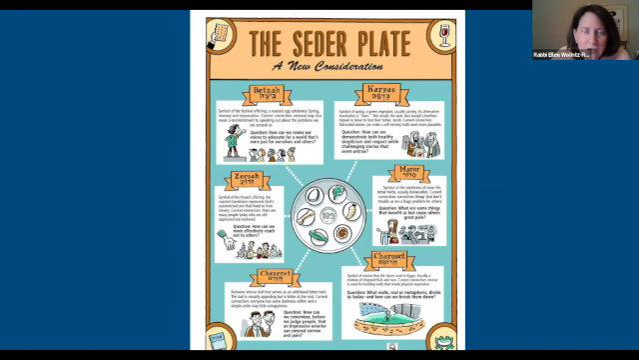The charoset is a symbol of the mortar that the slaves used in Egypt, usually a mixture of chopped fruit and nuts. Current connection: mortar is used for building walls that create physical separation. What walls, real or metaphoric, divide us today, and how can we break them down? And that's too real, because if you look in America, if you look in Israel, there are many walls, but hopefully we're breaking them all down.